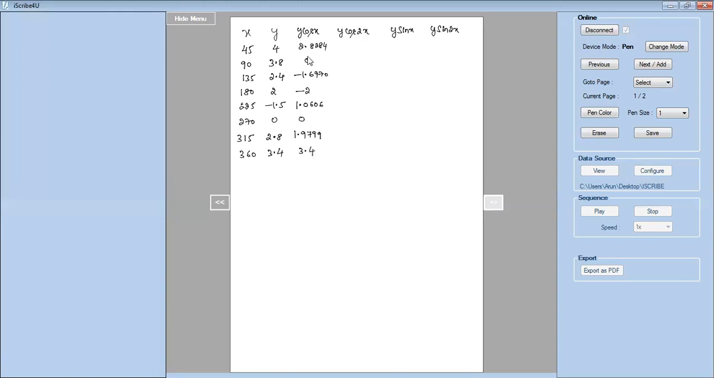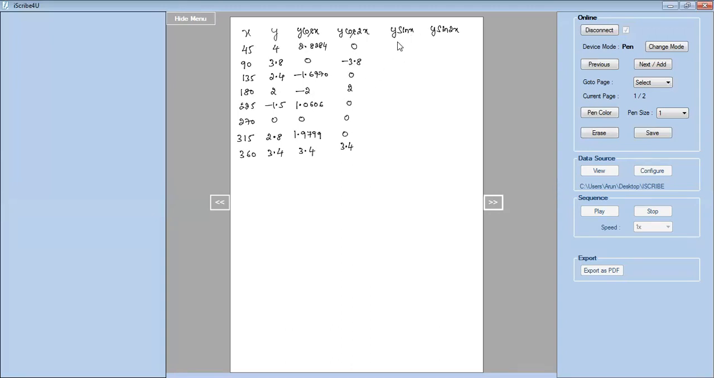So this is the y cos x column, y cos x values. Next I'll write y cos 2x. So y cos 2x values are 0, minus 3.8. Used calculator to find out these values. So 0, 2, 0, 0, then 0, then 3.4. So these are y cos 2x values.